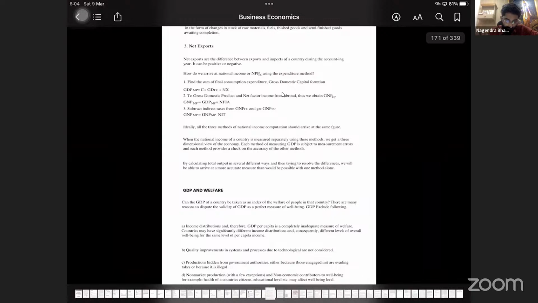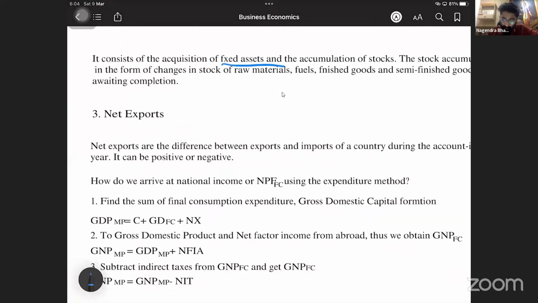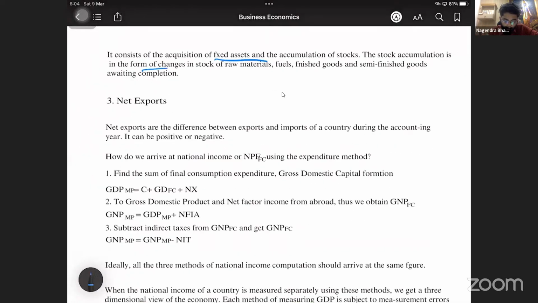Okay, sir. It consists of the acquisition of fixed assets and accumulation of stocks. The stock accumulation is in the form of changes in the stock of raw materials, fuels, finished goods, and semi-finished goods awaiting completion. What stock, sir? The stock in trade. Accumulation of stocks is nothing but stock in trade.